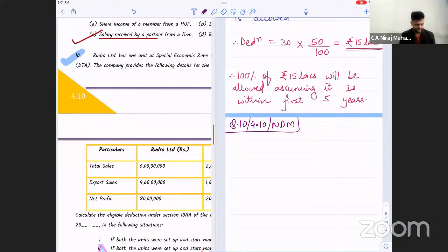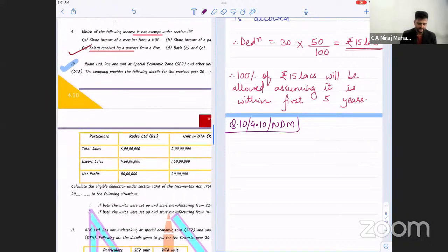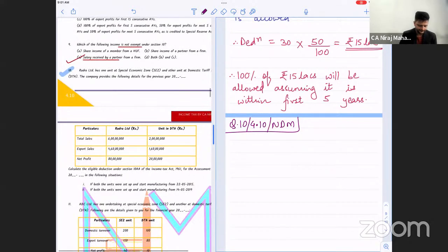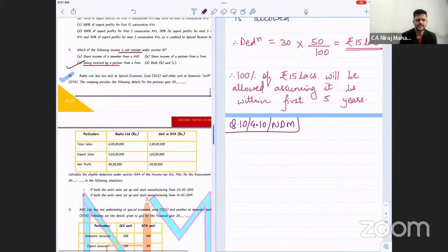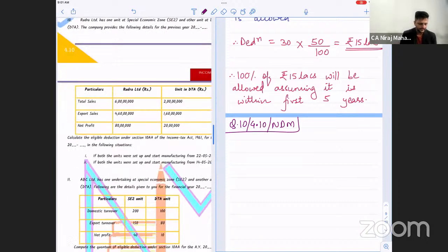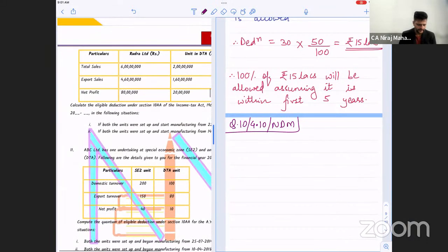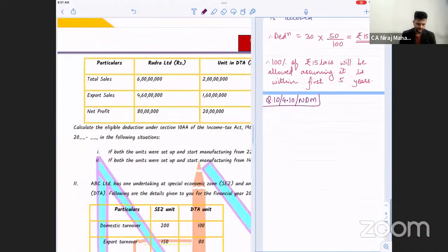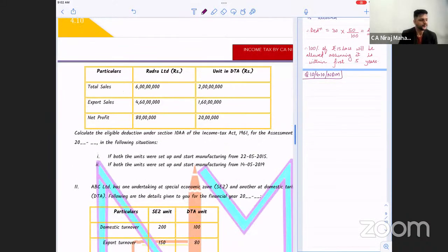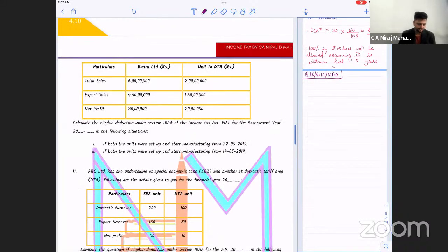Rudra Limited has one unit at SEZ and another unit at DTA. This much is clear now. What is DTA? India area, under India, outside of SEZ. The company provides the following details for the year: total sales, that is again turnover, export sales, and net profit, of the company and the unit in DTA. Calculate the eligible deduction under section 10AA for income tax for our current AY 23-24.